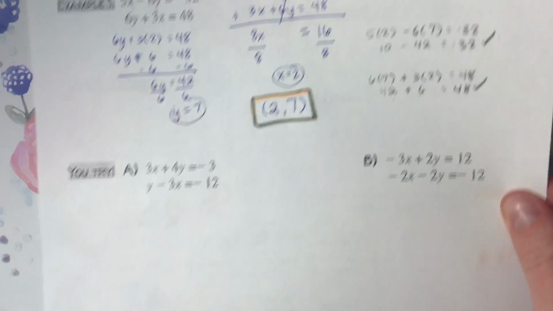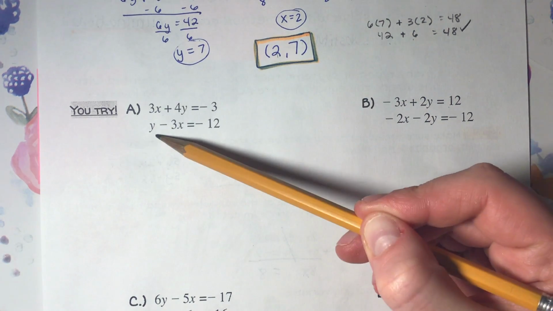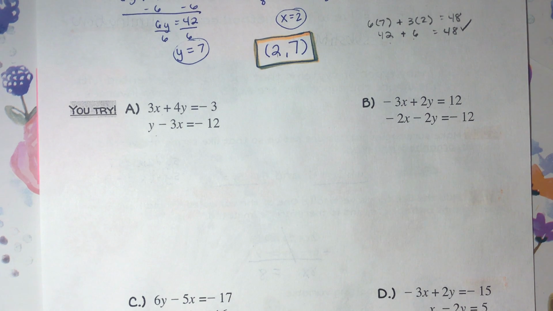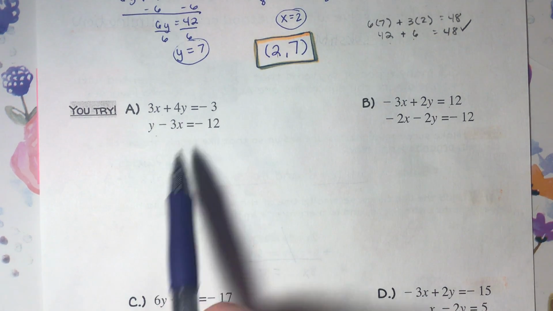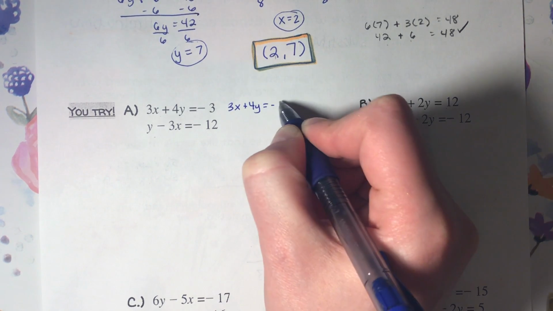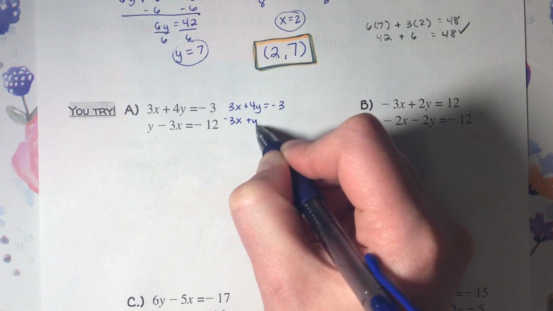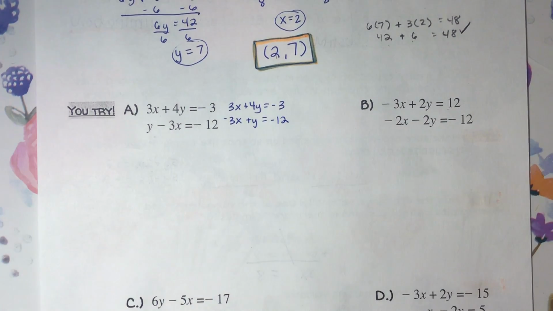Okay, let's keep working through these just to practice. I need to rewrite example A because notice the x is on top of the y, but I need the x to be on top of the x. So it doesn't matter which one you rewrite, you just have to make sure you keep the signs with the correct term. So I'm going to rewrite the bottom one. So this is going to get me 3x plus 4y is equal to negative 3, and negative 3x plus y is equal to negative 12.